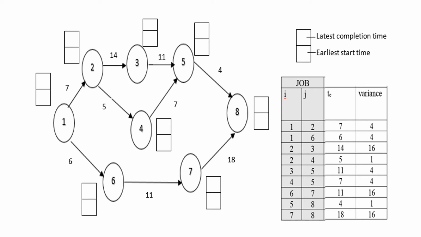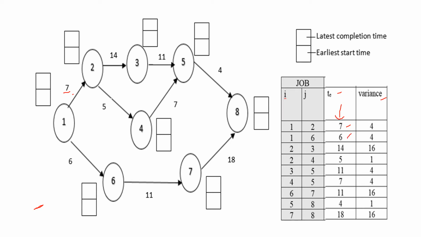We have already calculated the values of TE and variance from pessimistic time, most likely, and optimistic time. And this is the network diagram which we were having. Now you have to write the activity. Activity, that is 1 to 2. Activity is the expected time corresponding to each job. That is 1 to 2, activity is 7, 1 to 6, activity is 6.